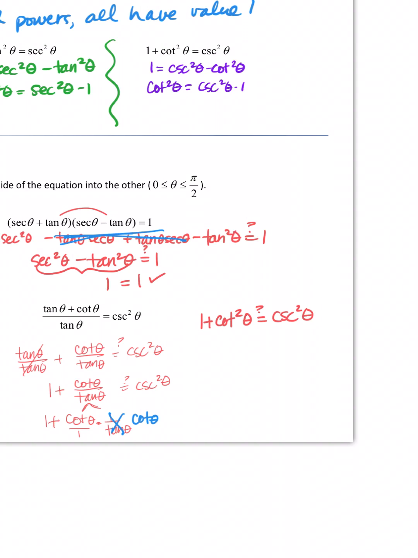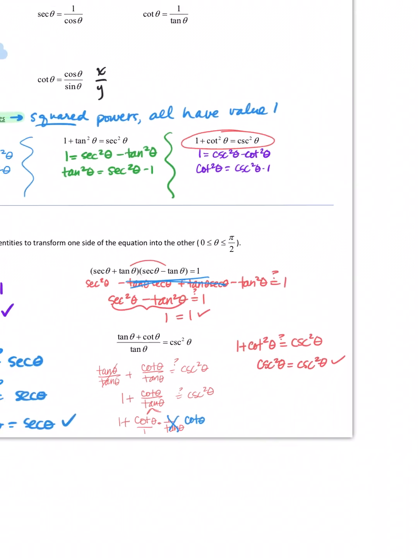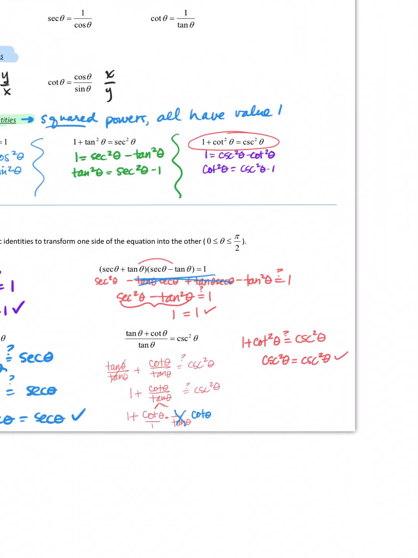Is it equal? Well, let's look at our identities. Look at this identity right up here. Isn't that it? 1 plus cotangent squared theta equals cosecant squared theta? Yes, so I can finish it. Cosecant squared theta equals cosecant squared theta. So these are kind of hard. It just takes some thinking and replacements. Just think replacements and equal properties.